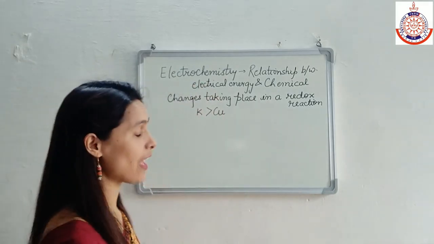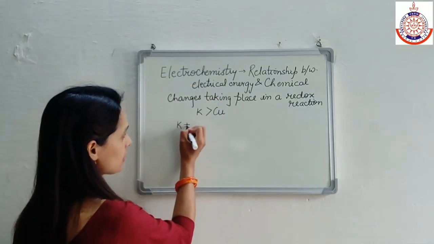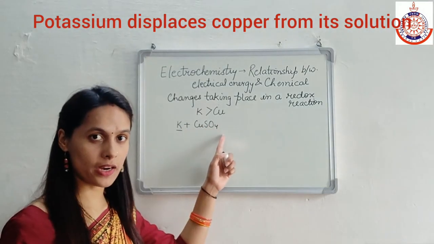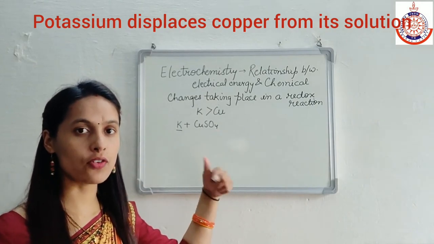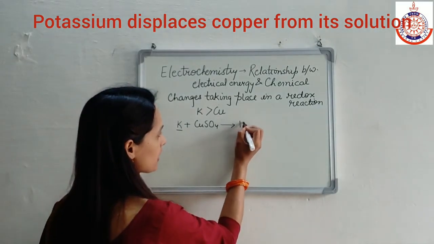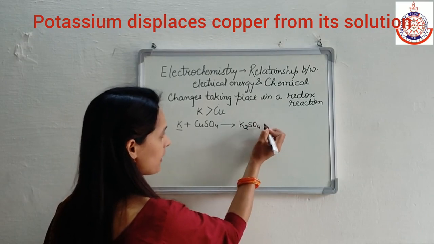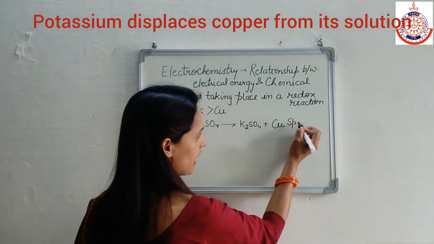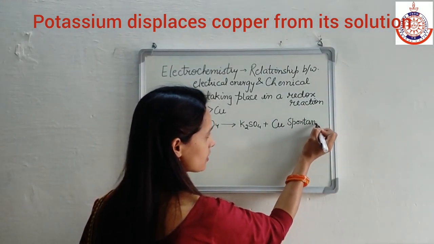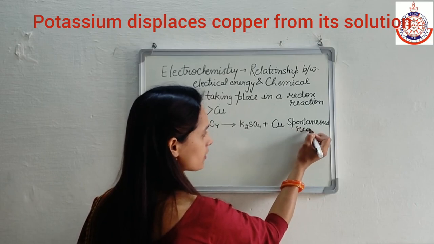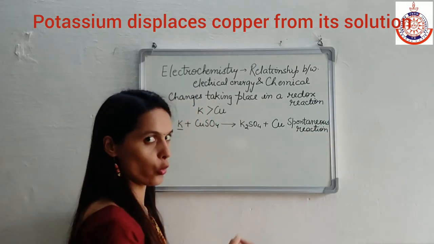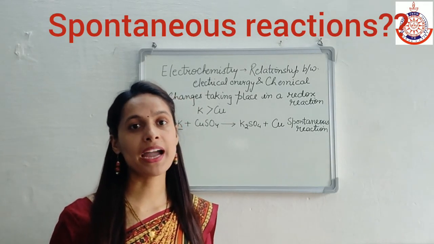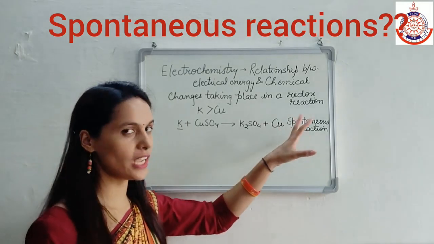It means if we have potassium and CuSO4, because potassium is more reactive than copper, potassium displaces copper from its solution and forms K2SO4 plus Cu. Now this reaction is a spontaneous reaction because this reaction occurs on its own. So what are spontaneous reactions? Those reactions which occur on their own are known as spontaneous reactions.